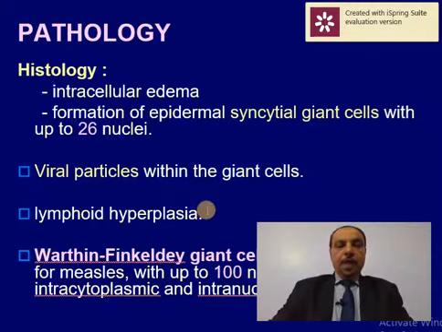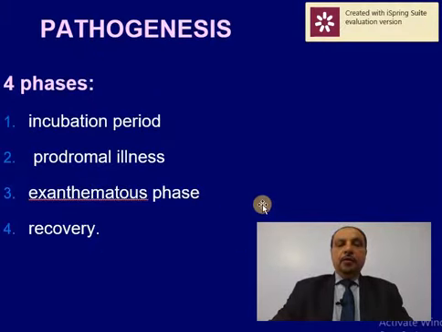There is the Warthin-Finkeldey giant cell, which, if we detect it, is pathognomonic. So you can be sure that there is measles if you see these cells of measles. They have up to 100 nuclei and intracytoplasmic and intranuclear inclusions. So Warthin-Finkeldey giant cells are pathognomonic for measles.